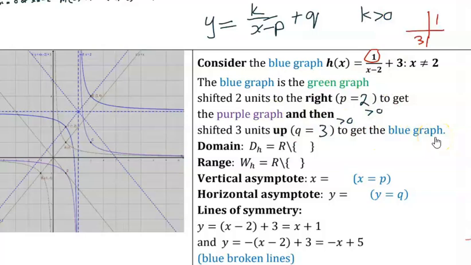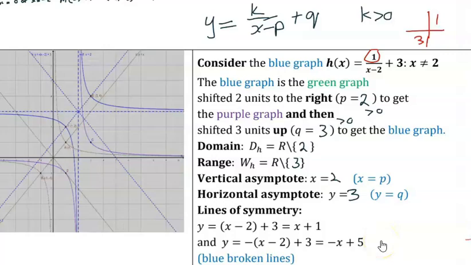So what is the domain? The domain is everything except the value 2, and the range is everything except 3. So I have my vertical asymptote x equal to 2 and my horizontal asymptote y equal to 3. Again, I will just take whatever is in the denominator, which is my x minus 2, and I will add my q value, which can simplify to these two equations here.